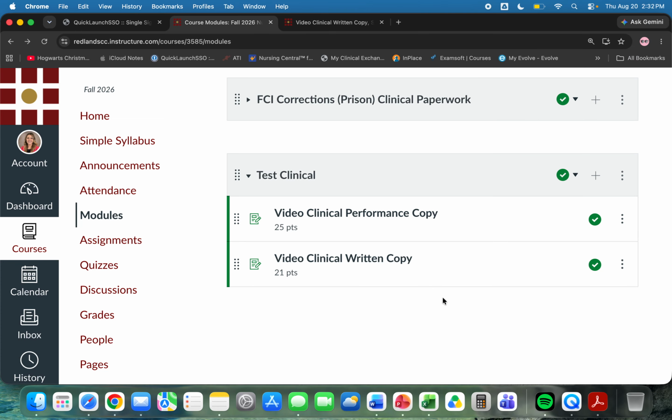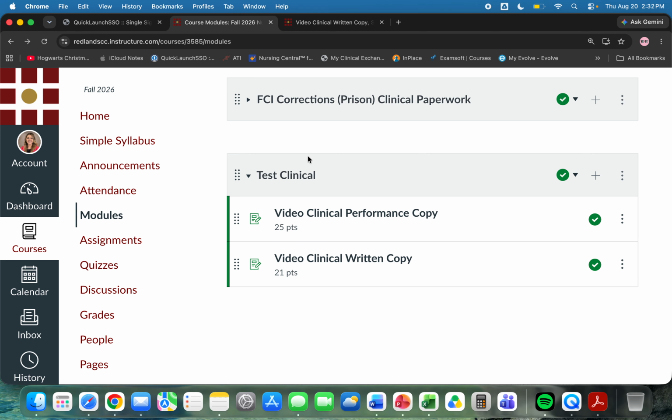All right, so this is going to be my video on clinical written paperwork grading. Again, if you watched the clinical performance video earlier, this is the other component to what gets graded every week for our student clinical paperwork. So this is written paperwork.